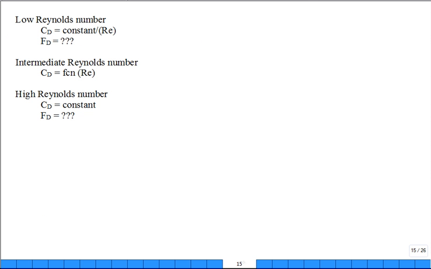So now that we've beat up on low Reynolds number flow, what did we find? We found that the drag coefficient's inversely proportional to the Reynolds number. How do we calculate the actual drag force? We unravel it. So the actual drag force is equal to the drag coefficient times the velocity pressure times some area.